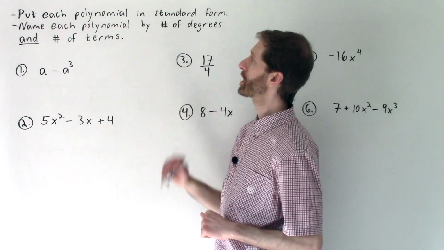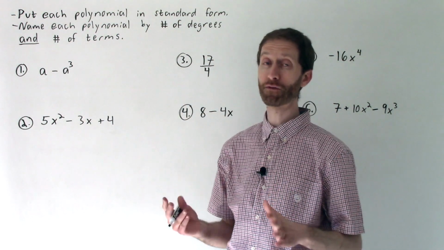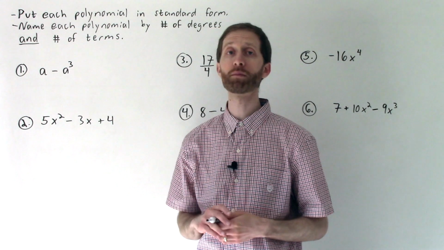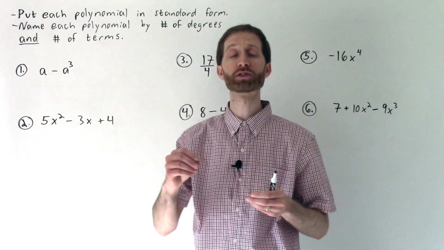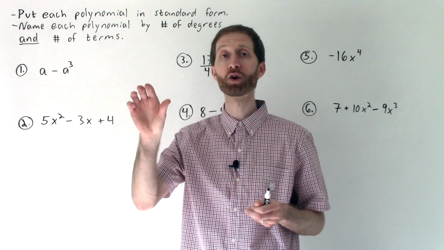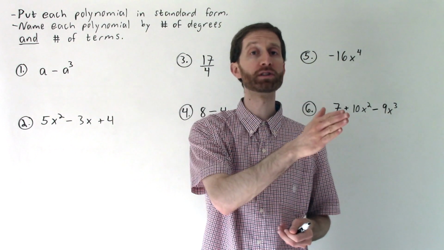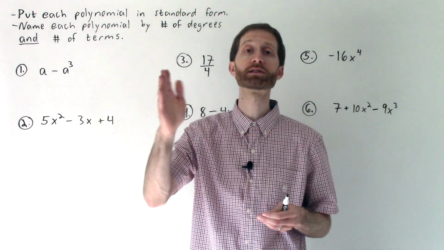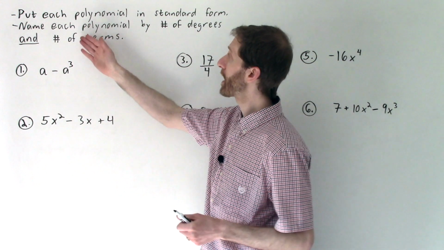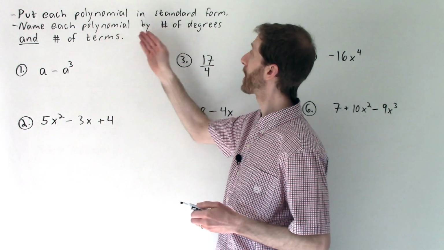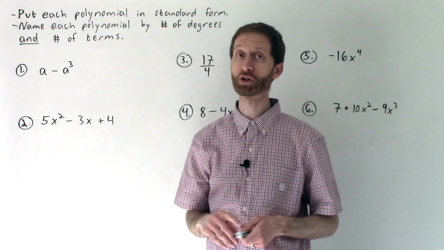So the instructions say put each polynomial in standard form. Recall that standard form means that you rearrange the polynomial so that we go from the highest degree monomials all the way down to the lowest degree monomials, in order from greatest to least. Then it asks us to name each polynomial by the number of degrees and number of terms.